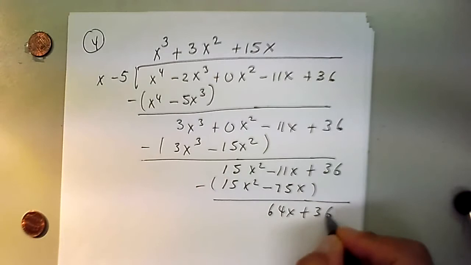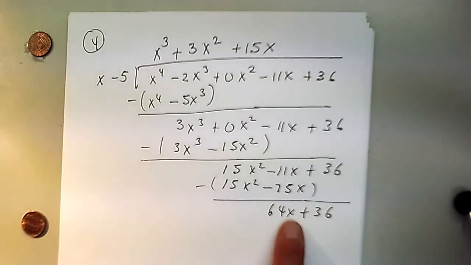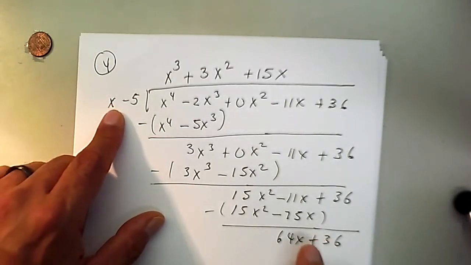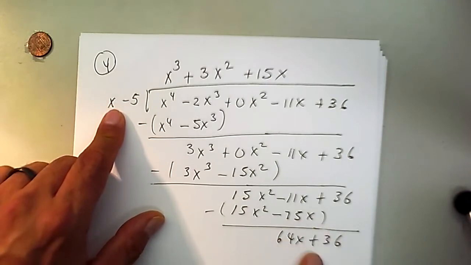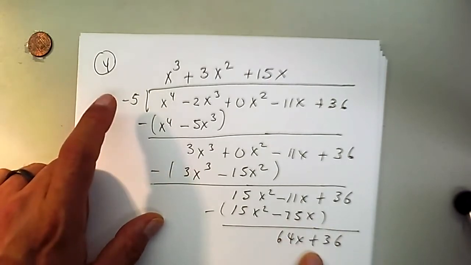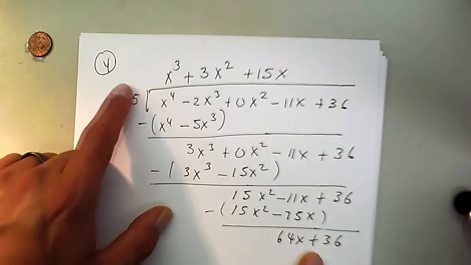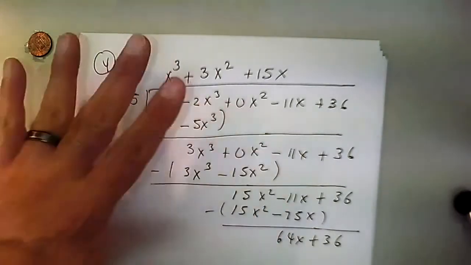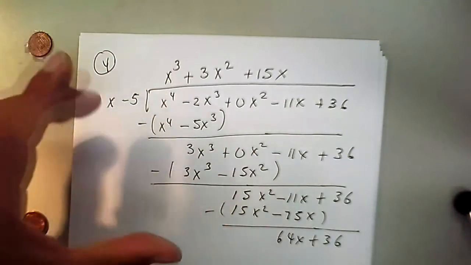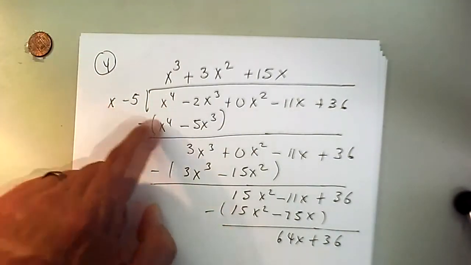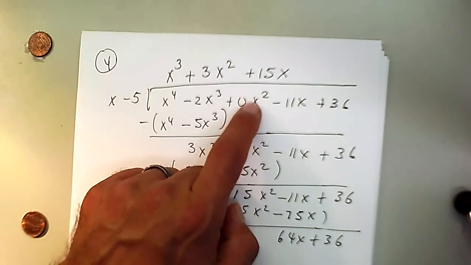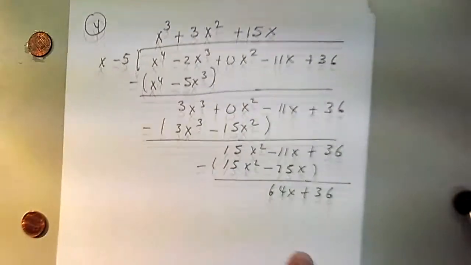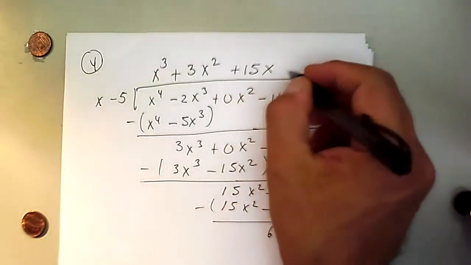64x plus 36. We don't stop there yet because the degree of this polynomial is 1 and the degree of this polynomial is 1. We don't stop until the degree of whatever is left over is less than the degree of this. Now, if this polynomial has degree 1, we have to have a polynomial of degree 0, which is simply a constant, no x. So a polynomial of degree 0 means no x. Degree 1 means 1x. Degree 2 means 2x's, such as in x squared. That's what we mean by 2x's. 3x's, 4x's.